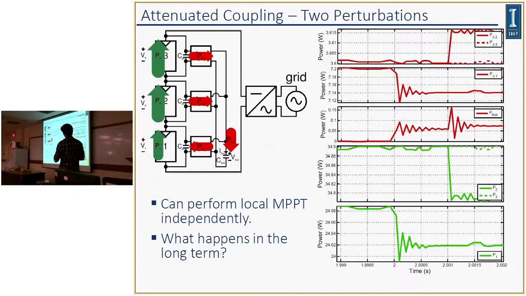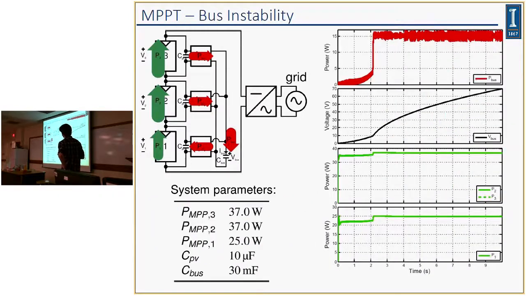Great. But what happens in the long term is shown in the next slide. You might run into the situation where you're continually building up power onto the bus, and that's what's shown here. It's the same maximum power point tracking, or maximum power point distribution, as the previous slides. You have C_PV equal to 10 microfarads, C_bus equal to 30 millifarads, and right after 2 seconds is when maximum power point tracking starts. Stuff before it is just some initialization for the simulation.